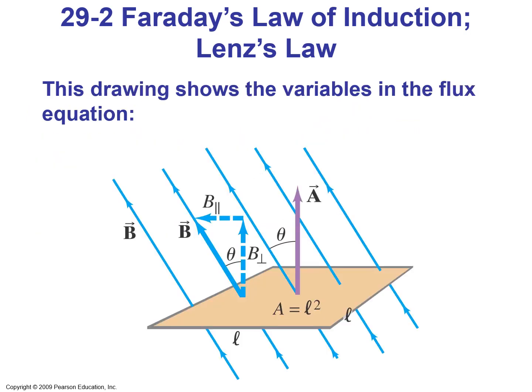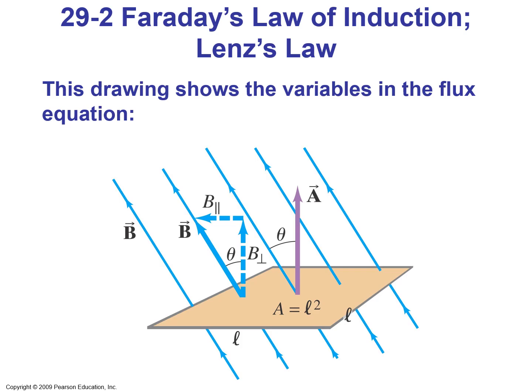Section 2. Faraday's law of induction, Lenz's law. This drawing shows the variables in the flux equation. Here we have a loop of size L, and the size of the area is A, and we have a vector A normal to this surface, making an angle theta with the lines of magnetic field, which are uniform and parallel throughout this area of interest.